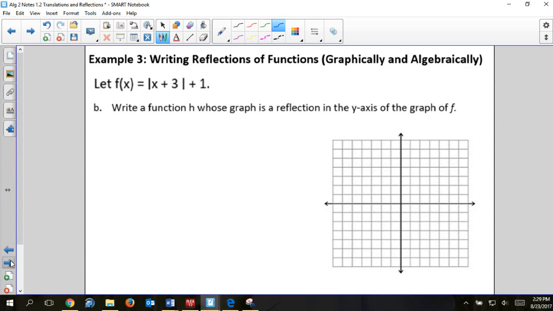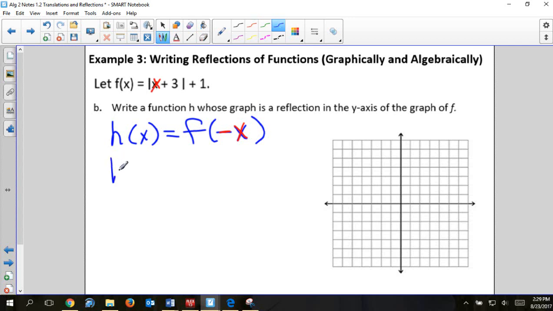Reflection. Write a function h whose graph is a reflection in the y-axis of the graph. So this is the exact same function as before. The name of the function is h, and we are reflecting in the y-axis of the graph. If it's reflecting in the y-axis, what kind of reflection is that? It's horizontal, so it's going to go inside of the parentheses. We're going to do f of negative x. And when it's inside of the parentheses, that's when we are replacing x with whatever is in here. We're going to replace x with negative x.